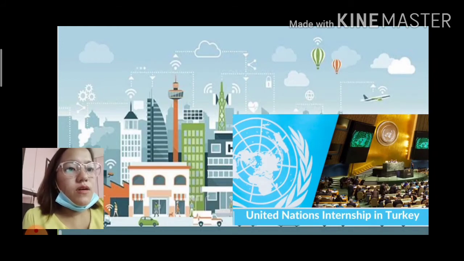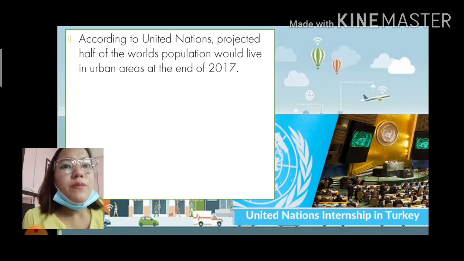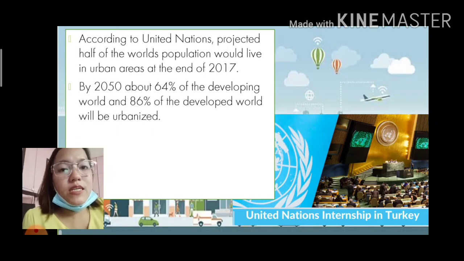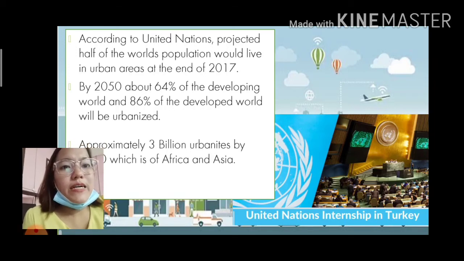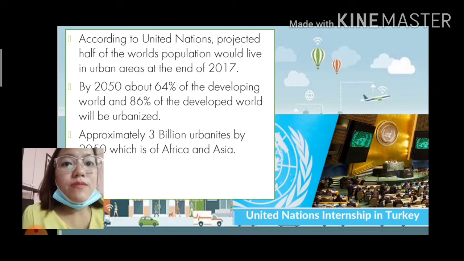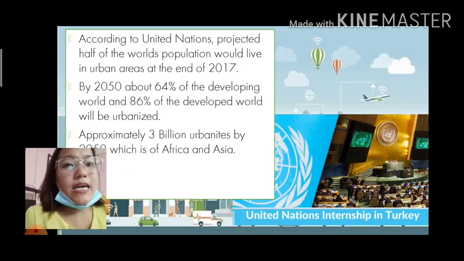Okay, so according to the United Nations, half of the world's population was projected to live in urban areas at the end of 2017, but by 2050, about 64% of the developing world and 86% of the developed world will be urbanized. So approximately 3 billion urbanites by 2050, mostly in Africa and Asia.